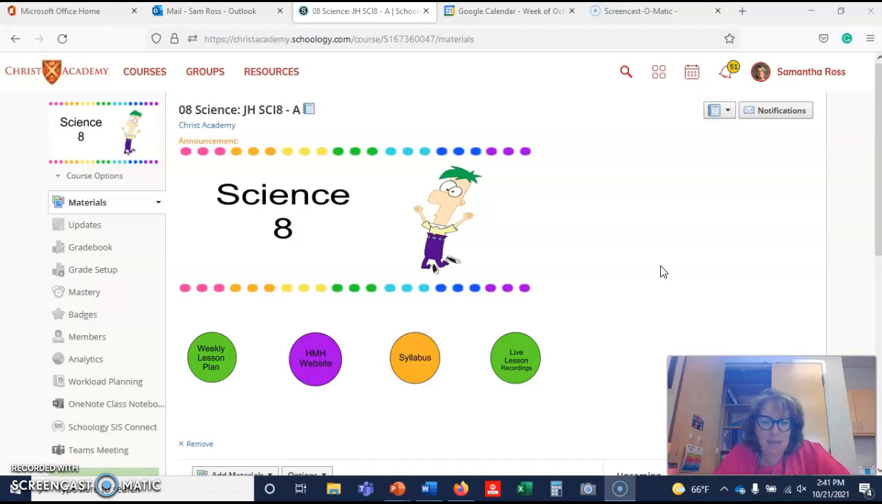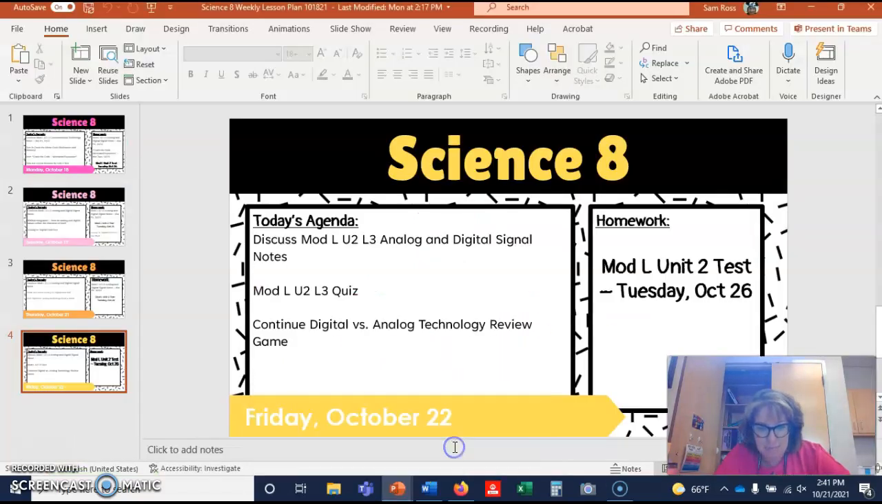No big deal, but I wanted to go over what my expectations were for today. So let's take a look at the lesson planner. Today it says that you're going to be discussing your Unit 2 Lesson 3 notes. You have a quiz, and then you can continue the game that we started yesterday. So let me tell you how the notes are going to go.